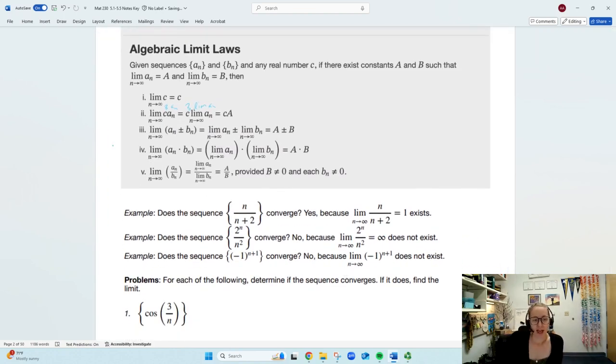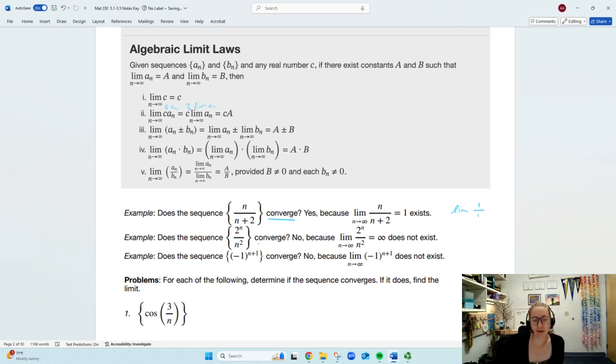So if I look at this sequence right here, does it actually converge? Well, it does, because our limit is approaching 1. If I look at my limit of that sequence, I can use L'Hopital's because it's infinity over infinity. So the derivative of n is 1. The derivative of n is 1. The derivative of n plus 2 is also 1. So that's how I know that my limit is actually going to be 1. Does this sequence actually converge?